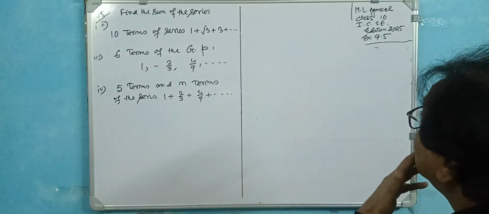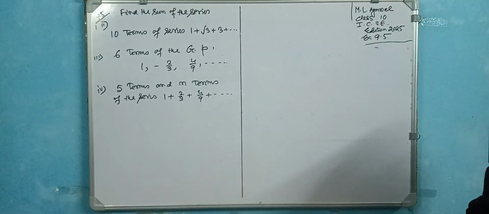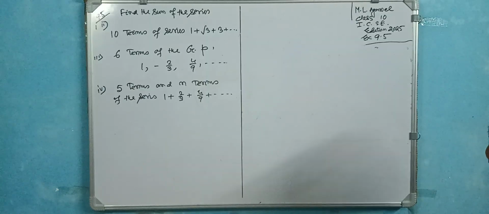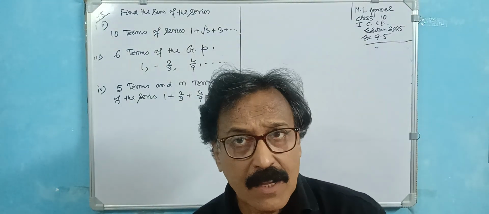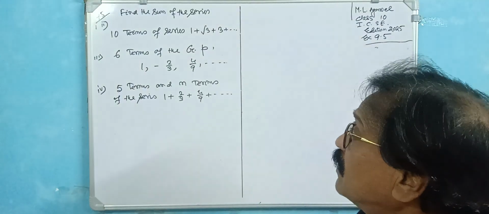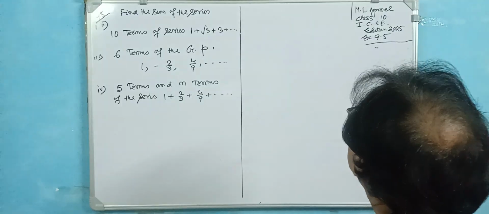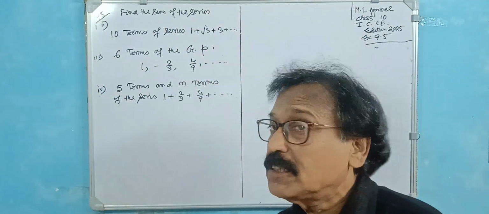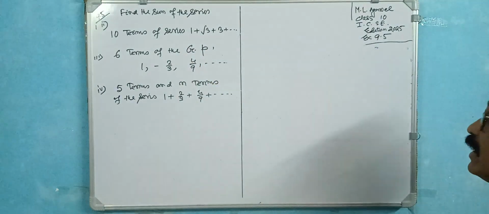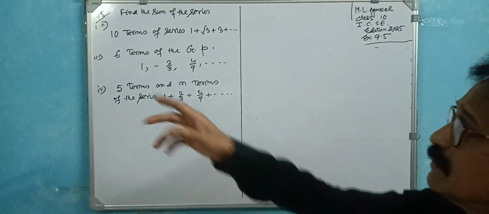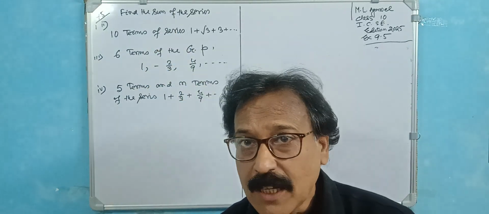Today we will also discuss the GP from the book of ML Aggarwal, Class 10 ICSE board, exercise 9.5, edition 2025. Before, I just discussed the different concepts of the sum in terms of the GP. So here are all the sums from exercise 9.5. The first sum is already discussed. Here are the left 3 or 4 sums I will discuss today.